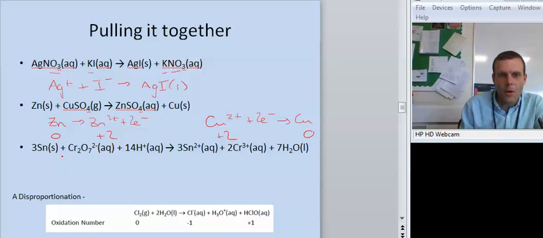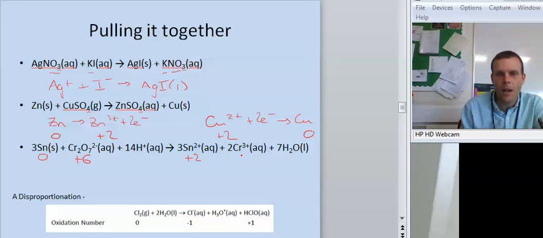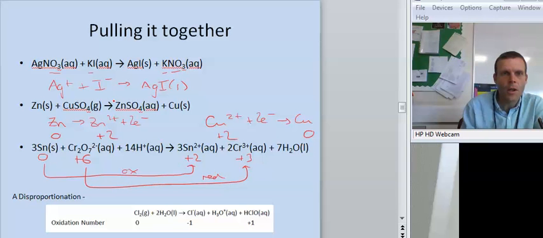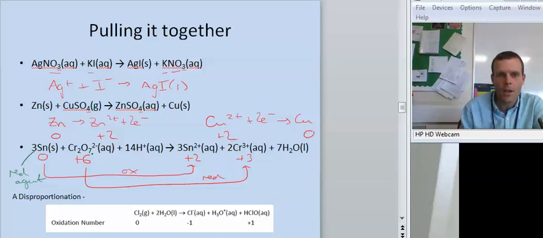This one, a little bit more complicated looking, but we can still just pick out some of the key elements. How are they changing? Well, tin there is 0. There it's going to be at +2. The chromium there we saw in a previous slide is going to be at +6, and there it's at +3. So the tin has clearly been oxidized, and the chromium has been reduced, which means, if we wanted to assign names, this, because it's caused a reduction, is called a reducing agent. This, because it's caused an oxidation, is called an oxidizing agent.